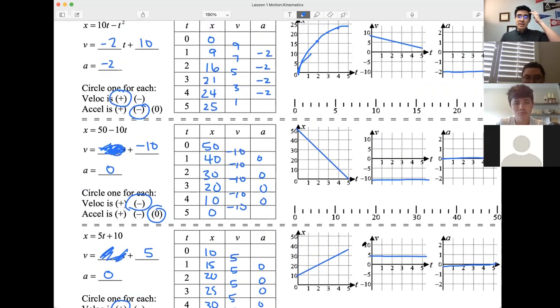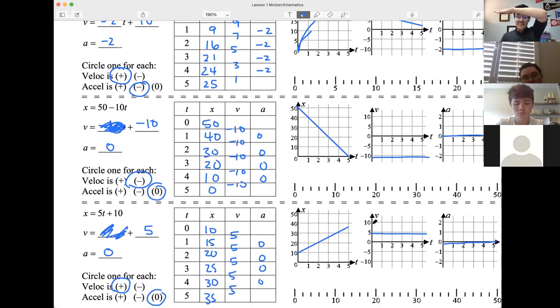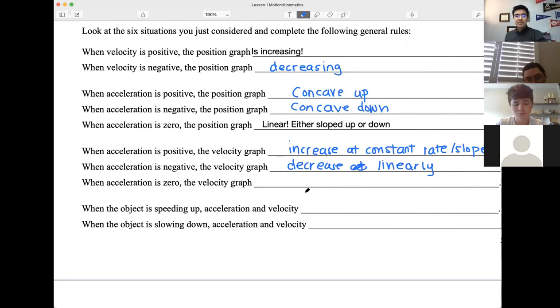Well, in graphs 4 and 6, or 5 and 6, right? When the acceleration is 0, then the velocity is also constant, right? Constant here means not changing, horizontal. So please pay attention, right? Constant by itself means this. Constant rate means this or this, right? Constant rate.